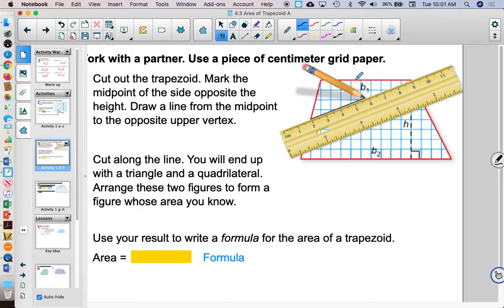Now, I'm going to cut along that line. I'm going to cut that piece off. What shape am I creating? Okay. I cut it off. You see it? Where it went, I cut it off. Technically now, I have a triangle and I have a quadrilateral. Okay? I have a triangle.